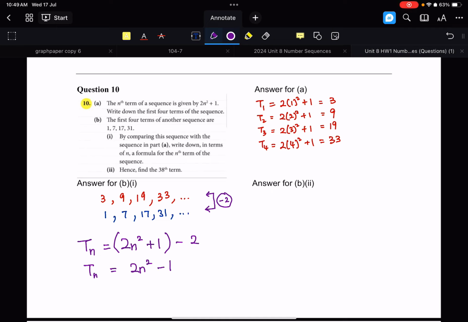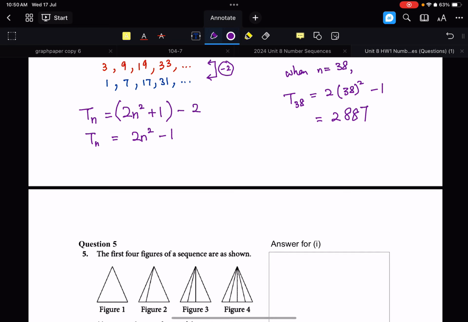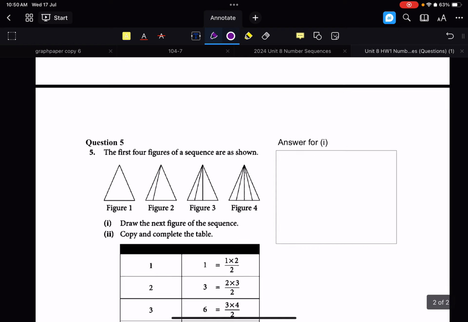Hence find the 38th term. When n equals 38, T38 equals 2 times 38 squared minus 1. We use a calculator for that. The answer is 2887. Okay, next question.